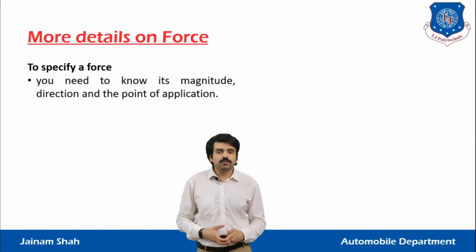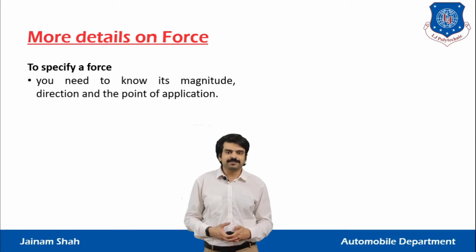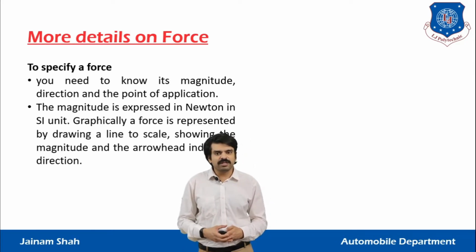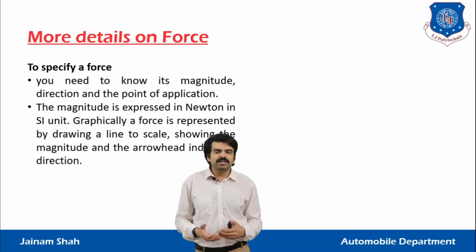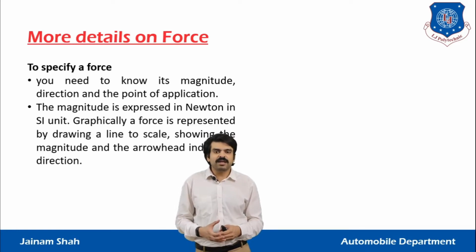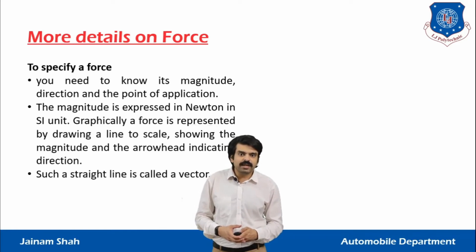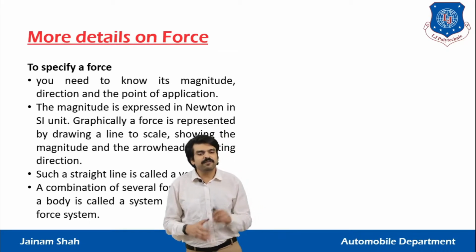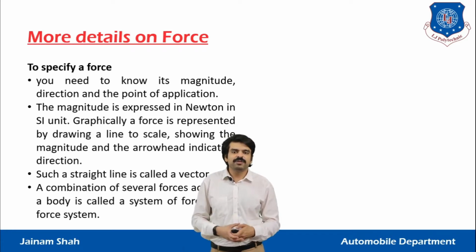To specify a force, you need to know its magnitude, direction, and point of application. Force is always represented as a vector quantity. So you need to symbolize it as a vector A, B, C, or whichever alphabet you like, but you need to represent it with an arrowhead above it. Such a straight line is called a vector. A combination of several forces is called a group of vectors, and we can call it a system of forces.